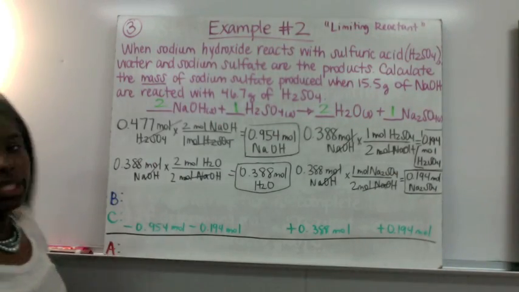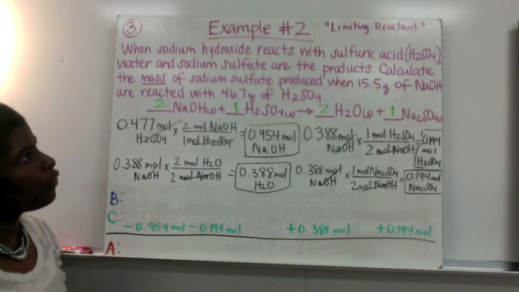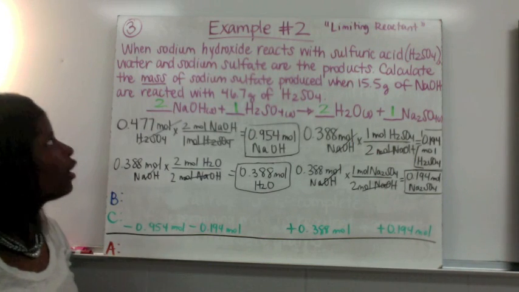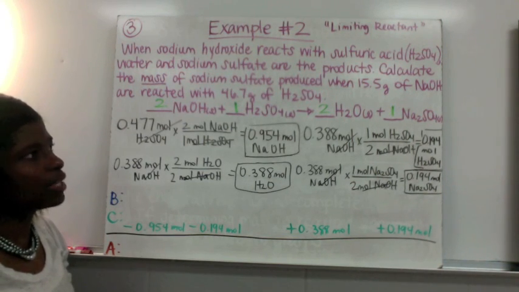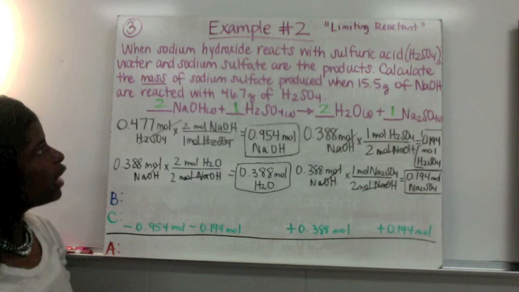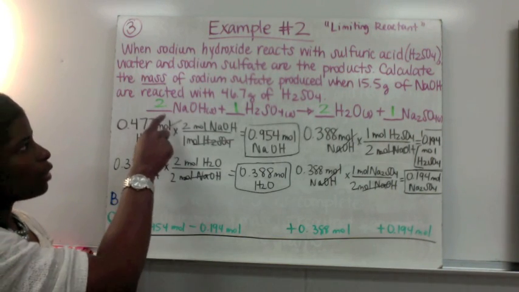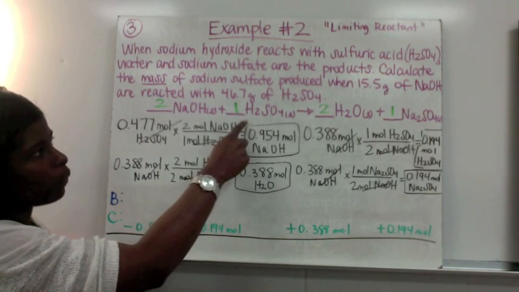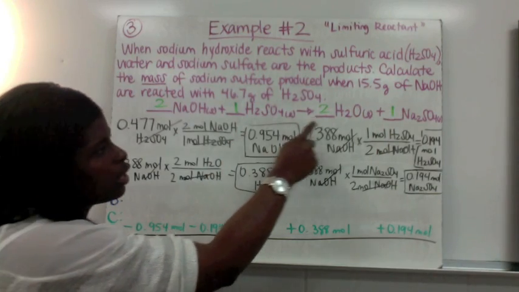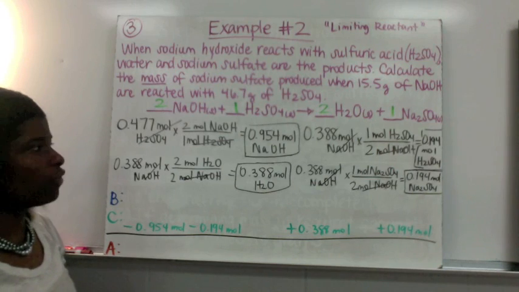So for example 2, this is also a limited reactant problem. It says, when sodium hydroxide reacts with sulfuric acid, which is H2SO4, water and sodium sulfate are the products. Calculate the mass of the sodium sulfate produced when 15.5 grams of sodium hydroxide are reacted with 46.7 grams of sulfuric acid. So with our balanced equation here, we're going to have 2 molecules of sodium hydroxide plus 1 molecule of sulfuric acid. Then that's going to produce 2 molecules of water and 1 molecule of sodium sulfate.